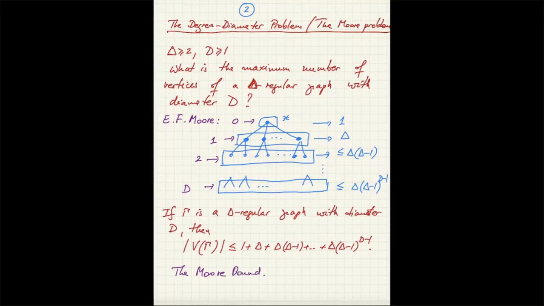in graph theory. And so Moore derived this upper bound and asked the question, what graphs attain equality in the Moore bound?